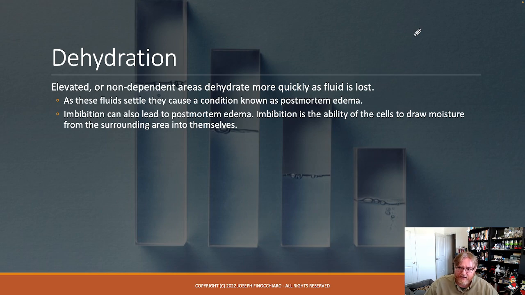Elevated or non-dependent areas dehydrate more quickly as fluid is lost. As these fluids settle, they cause a condition known as postmortem edema. Imbibition can also lead to postmortem edema, and imbibition is the ability of the cells to draw moisture from the surrounding area into themselves. Now, there is a big difference between water that has flowed into an area and water that has been absorbed by the cell.